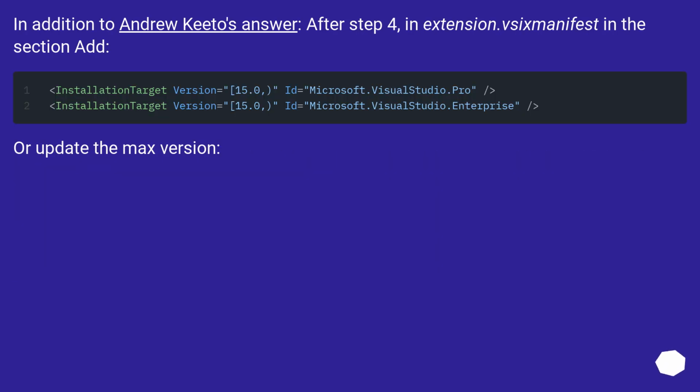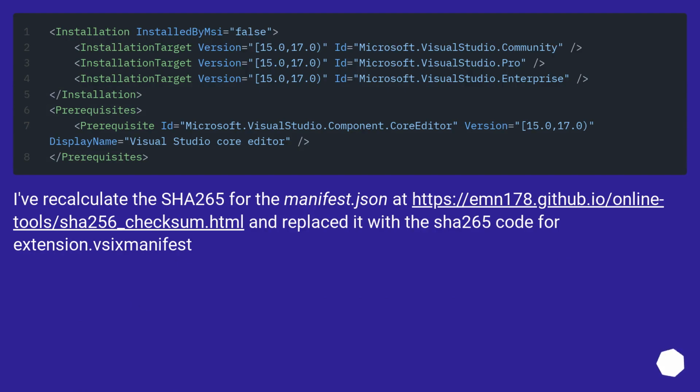In addition to Andrew Keto's answer, after step 4, in extension.manifest in the section Add. Or update the max version. I've recalculated the SHA-256 for the manifest.json at this URL and replaced it with the SHA-256 code for extension.manifest.